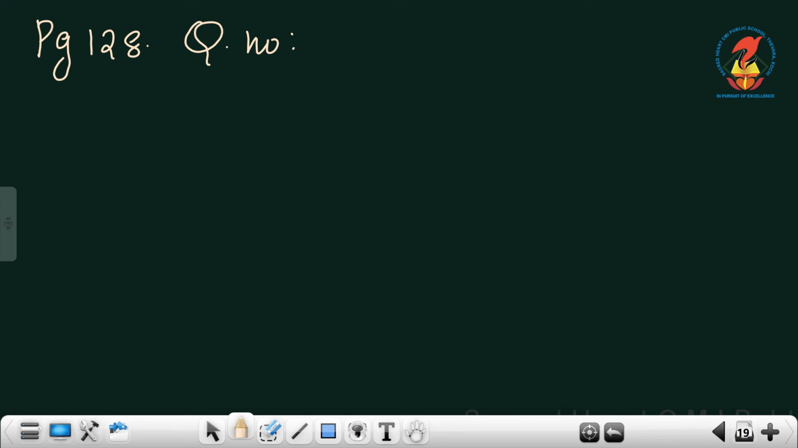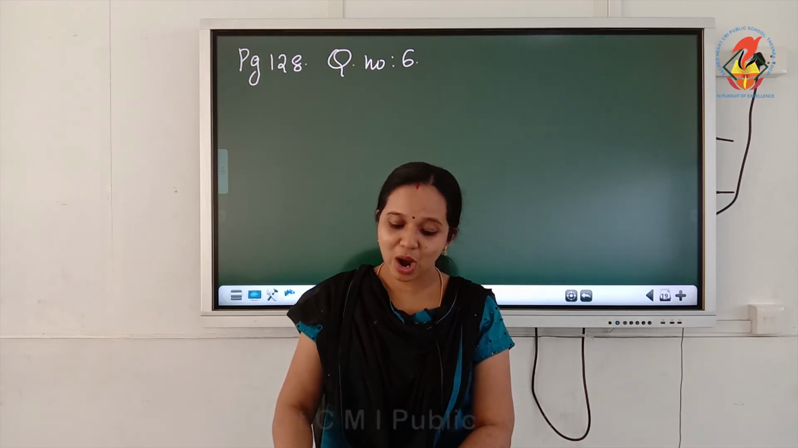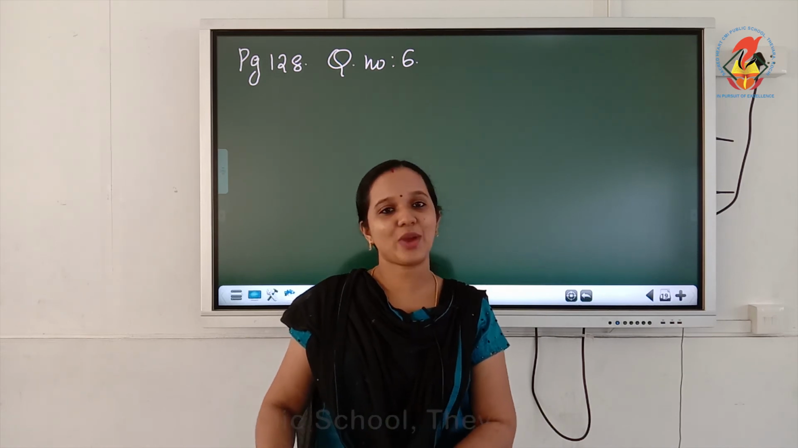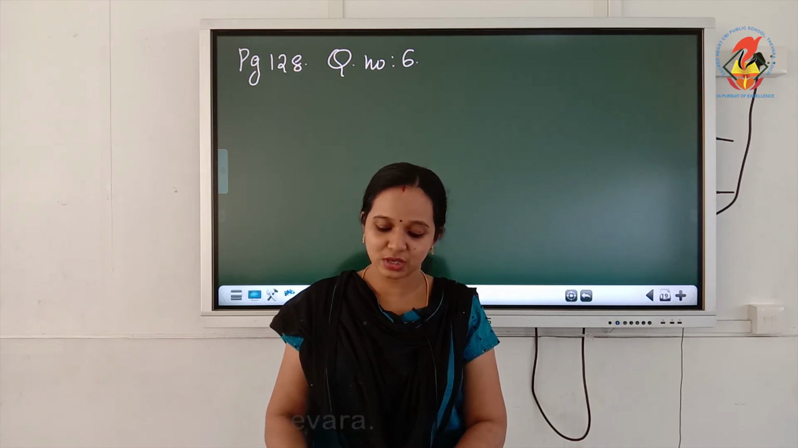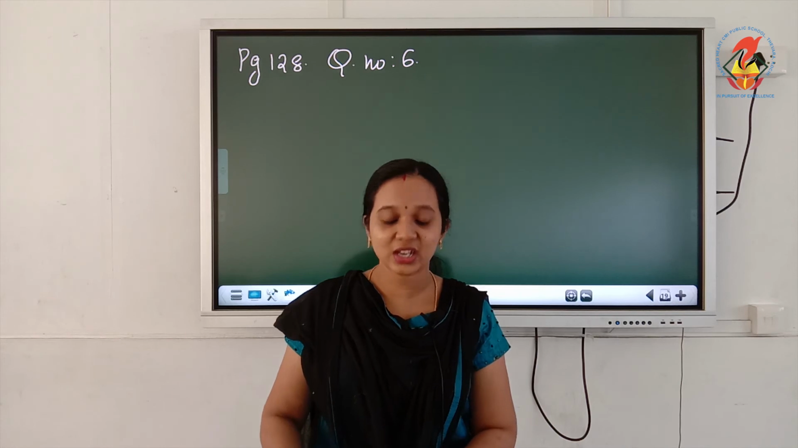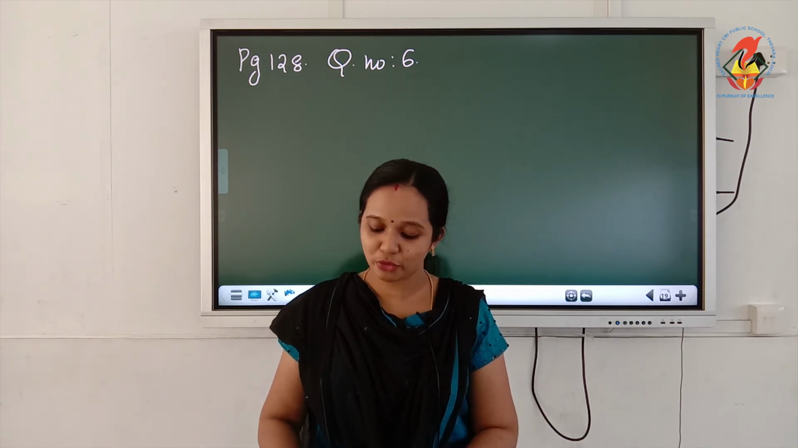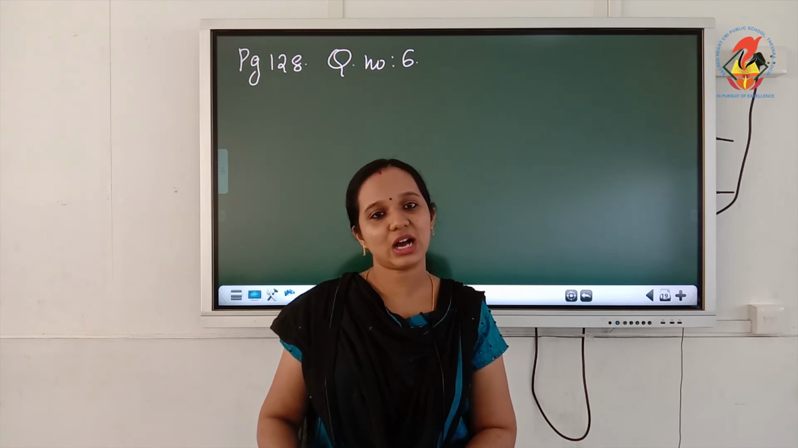Question number 6, page number 128. A stone of 1 kilogram is thrown with a velocity of 20 meter per second across the frozen surface of a lake and comes to rest after travelling a distance of 50 meter. What is the force of friction between the stone and the ice?